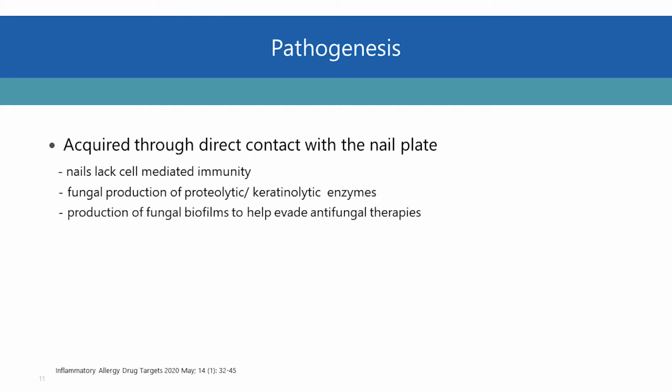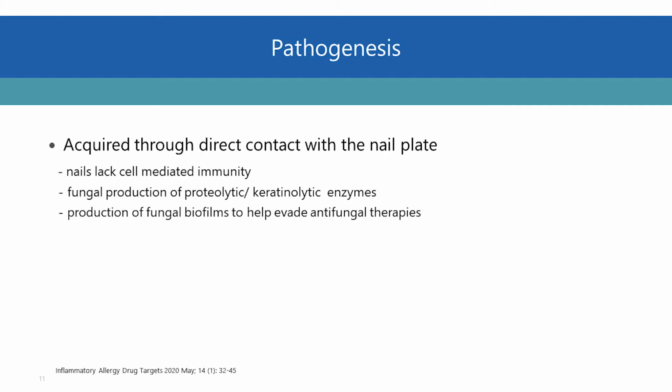Another reason for the increased incidence and prevalence of onychomycosis is its pathogenesis. How does it work? How does it do what it does? Well, for one thing, our nails lack cell-mediated immunity. That's one reason. Also, fungal production of proteolytic and keratinolytic enzymes. The fungi produce these enzymes which break down the nail plate, which help the fungal organism to penetrate the nail and the nail bed.